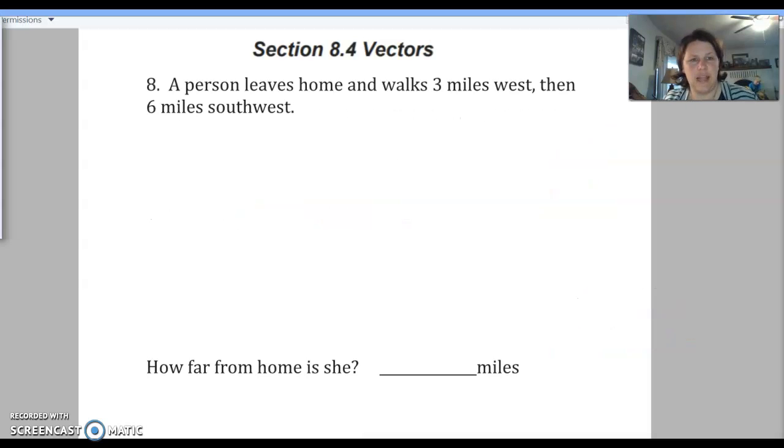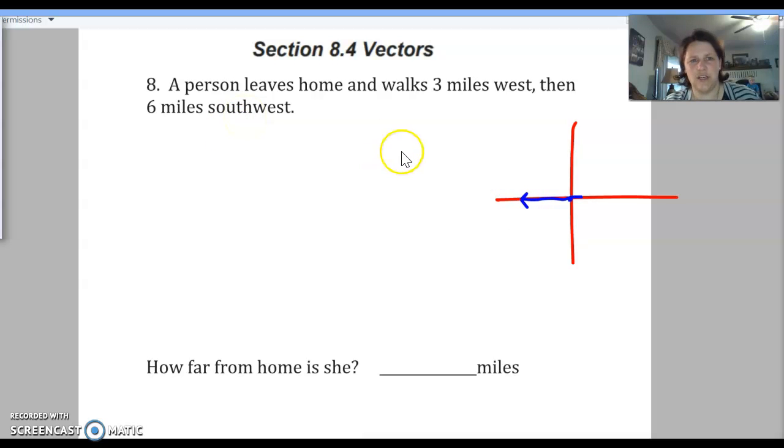All right, example number 8, we have a person who leaves home and walks 3 miles west. So we're going to draw this on our coordinate plane here. Okay, so they are going to start, we're just going to say they're starting right here at the origin, and they're going to walk 3 miles west, the other way. So 3 miles west, and then 6 miles southwest.